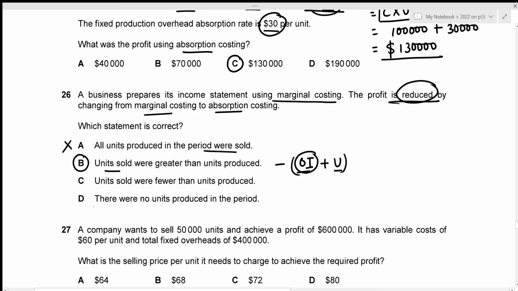Let's have a look at the remaining options as well. Units sold were fewer than units produced. This just means that we have remaining closing inventory, and a higher closing inventory results in a higher profit under absorption costing, but that is not the case we're looking for, so this is incorrect. And the final one we have is there were no units produced in the period, which means that the entire units sold will be sustained by our opening inventory, and minus opening inventory is lower than minus opening inventory as well as the units produced in this month. So again, the correct answer is still going to be option B. This concludes question number 26. We can now move towards question number 27.